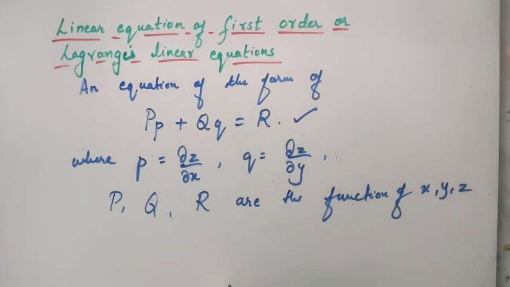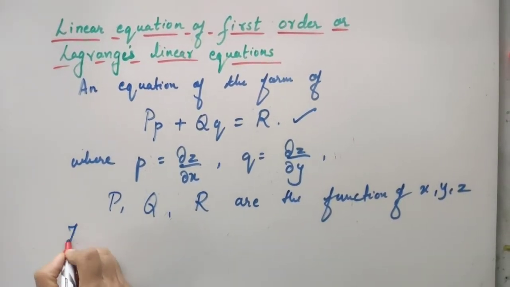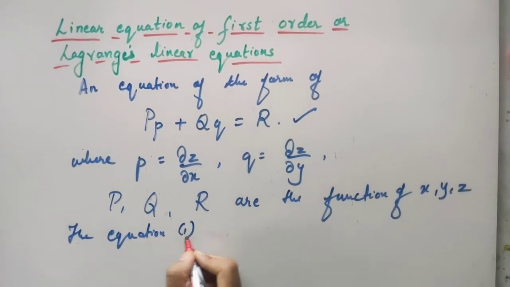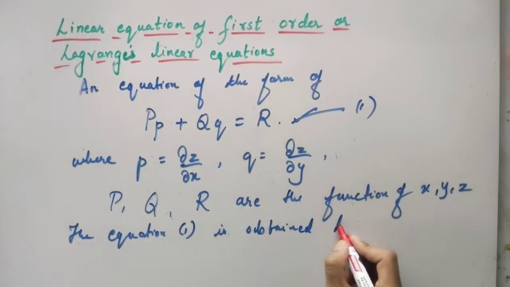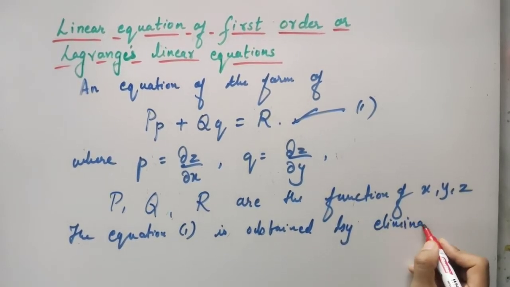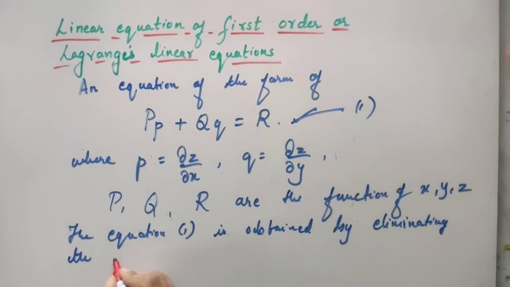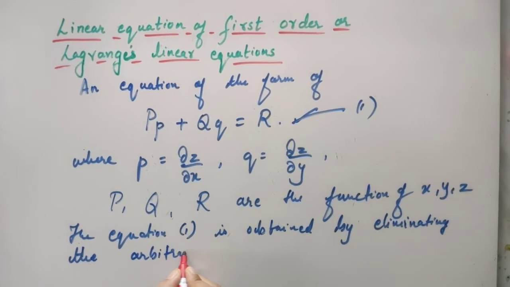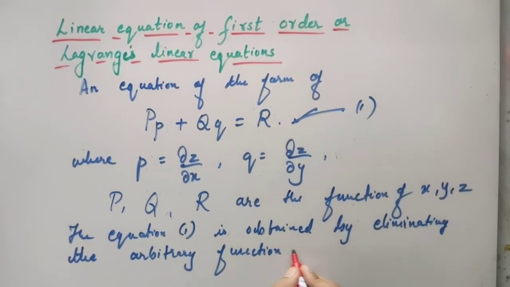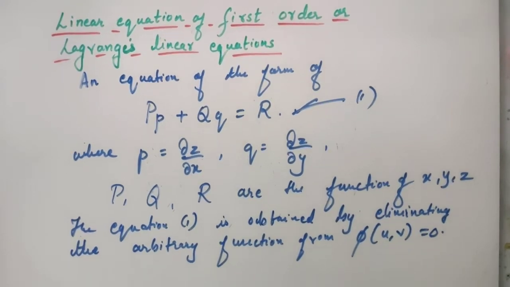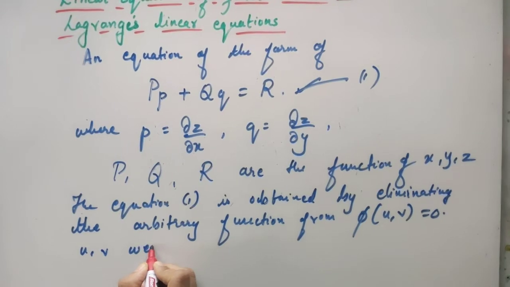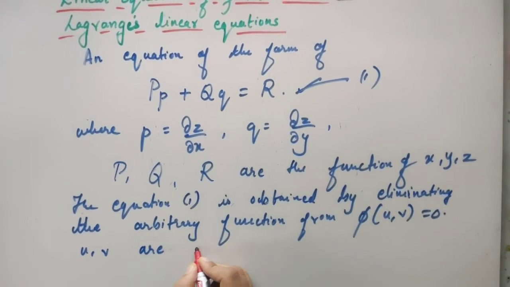Okay, so now how to solve such an equation, and when does such an equation arise? The equation of this form, I'll call this equation 1, is obtained by eliminating the arbitrary functions from φ(u, v) = 0, where u and v were, or I should say are, the functions of x, y and z.